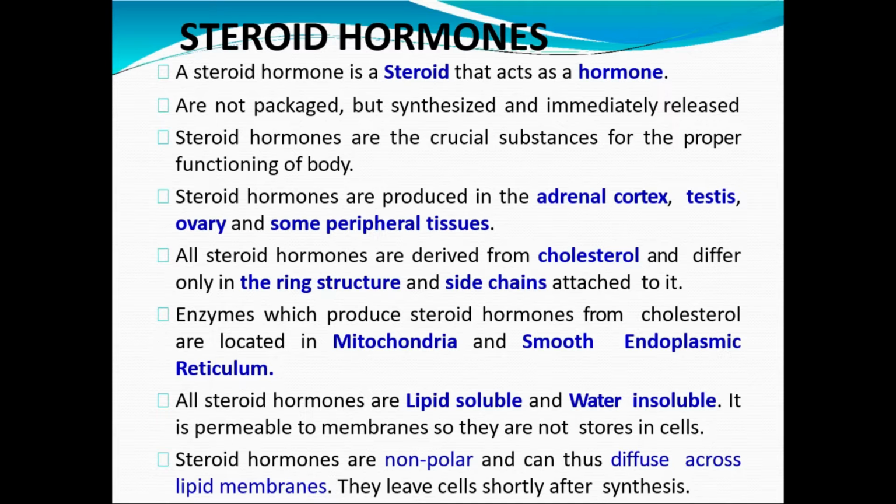Similarly, sex steroid binding globulin will carry testosterone and estradiol. In some cases, a steroid is secreted by one cell and is converted to the active steroid by the target cell. For example, we can say androgen, which is secreted by the gonads, is converted into estrogen in the brain.